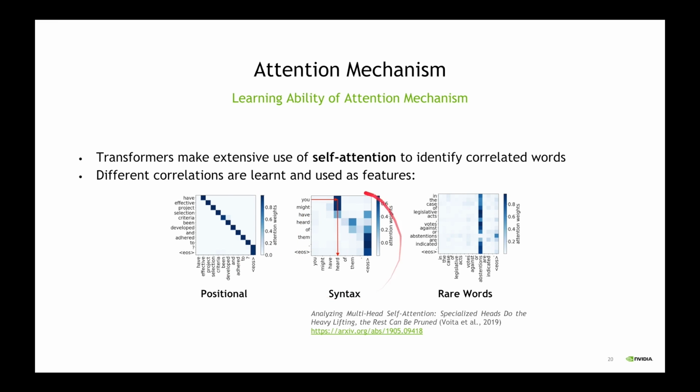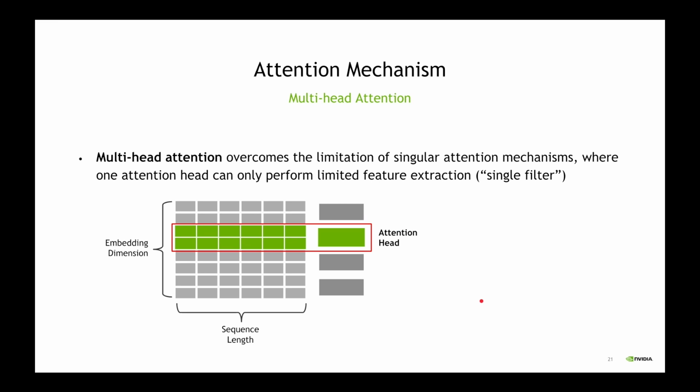And next we have the syntax that is being learned. It has learned that there needs to be an agreement between a pronoun and a verb. And the last one is that we have this special head over here that is learning how to basically highlight rare information. So in this case, whenever there's a rare word, the entire sequence will attend to the rare word. Of course, every attention mechanism can only learn one particular variant of feature, for example.